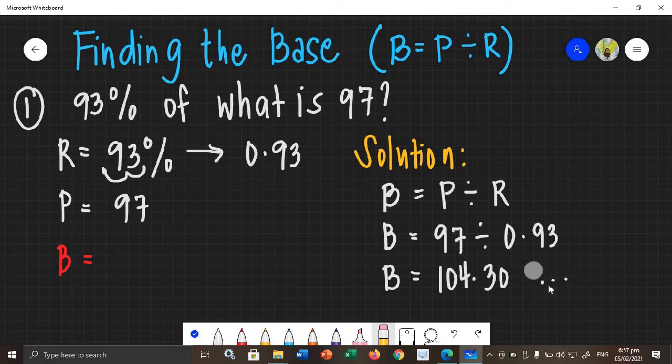Kasi, i-round down mo siya. So, ang value ng base natin is 104.30, or it can be simply written as 104.3. Pwede na din yun. So, that's it, no? And then, how about another example in finding the base?